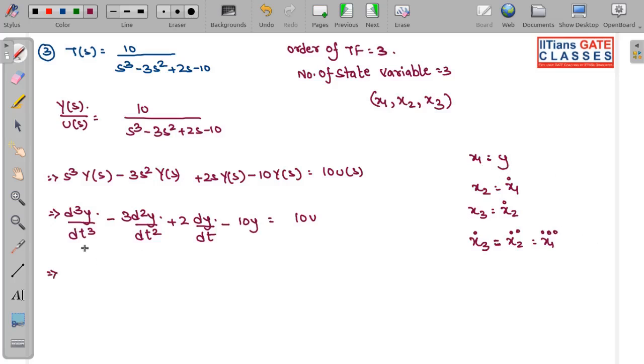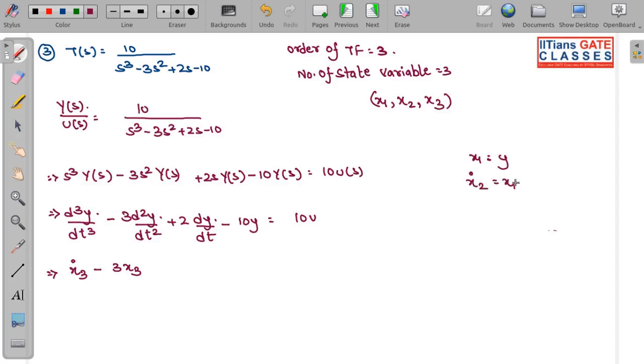So you can write this as x3 dot minus, you can see this is a square. So this you can write as minus 3 x3. Why? Because it is actually equal to x2 dot. Or I should write it more clearly for you guys because you are learning. So x1 is equal to this. I told you x2 dot is equal to x1.